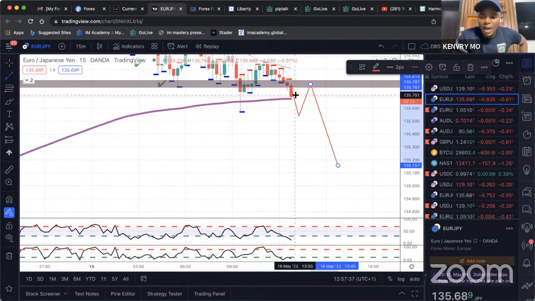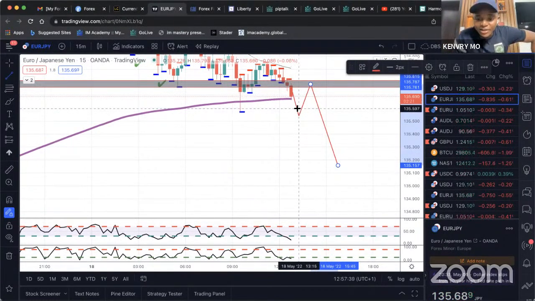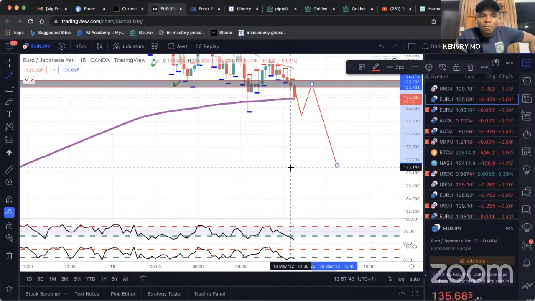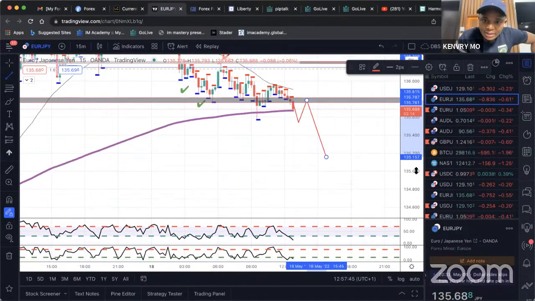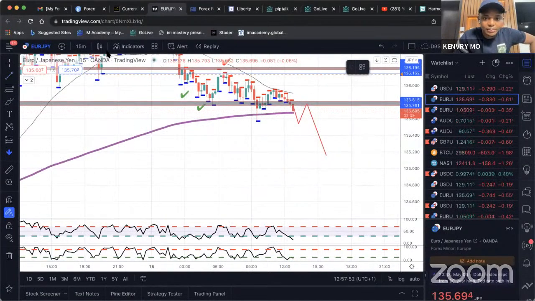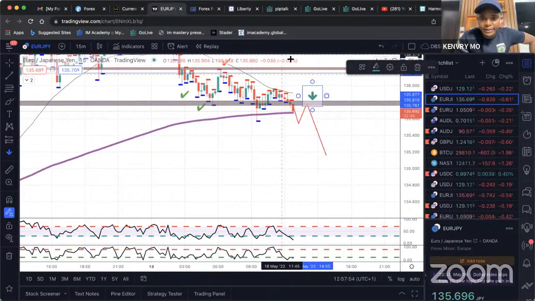So yeah, how do I get this recorded session? I'm going to put it on the chat in the group. All right, so that's about that. Watch out for the sell area around this zone.